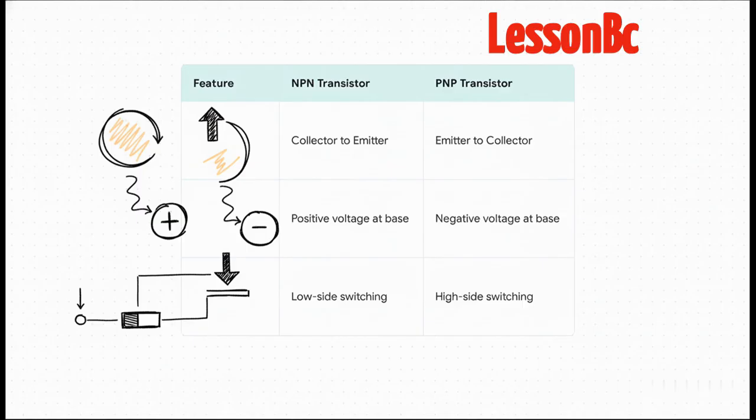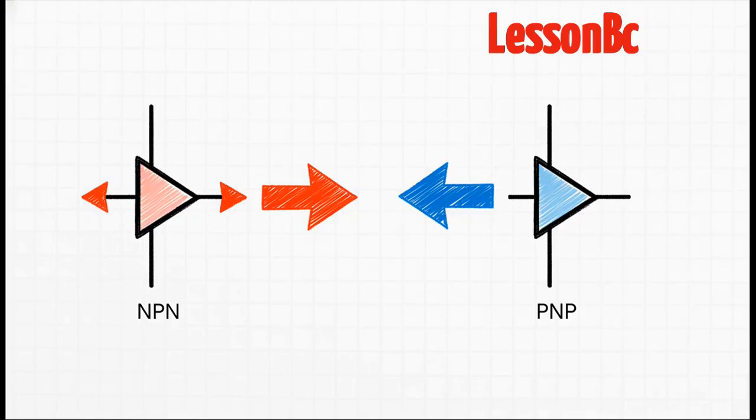Now this difference basically decides where they get placed in a circuit, whether they control the connection to the power source, which we call high-side switching, or if they control the connection to the ground, which is known as low-side switching. And hey, here's a fantastic little trick for telling them apart when you're looking at a circuit diagram. The little arrow on the symbol is always on the emitter. For an NPN transistor, just remember that the arrow is not pointing in. Simple, right? So that means for a PNP, the arrow has to be pointing in.